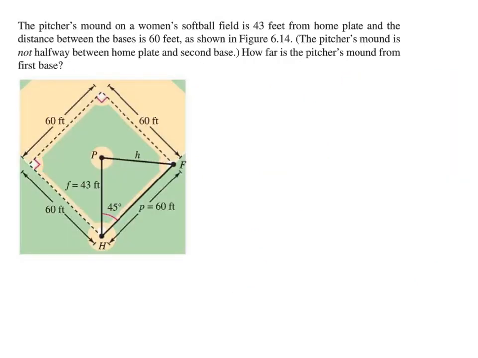Okay, the pitcher's mound on a women's softball field is 43 feet from home plate, and the distance between the bases is 60 feet. The pitcher's mound is not halfway between home plate and second base. How far is the pitcher's mound from first base? Okay, they've pretty much drawn you a good picture here. We've got side, angle, side. So given side, angle, side, I'm going to be setting up law of cosines.